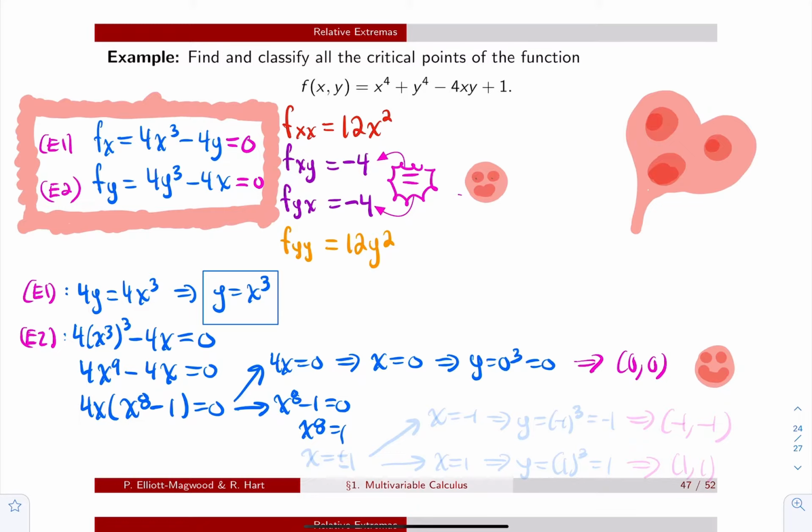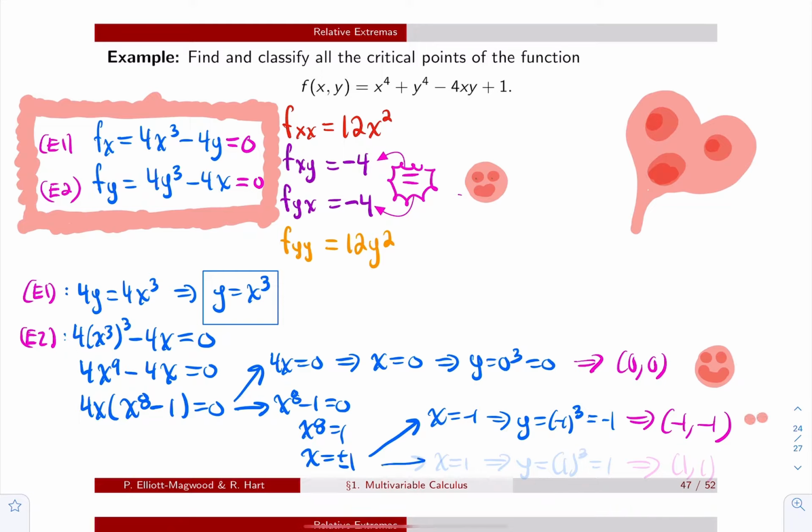So now if you compute the 8th root, be careful with even powers. You're going to get two solutions. x is equal to plus or minus 1. So this will give you two possible x values. So for x equal minus 1, you're going to get y is equal to minus 1 cubed, which is minus 1. So you're getting another critical point, which is minus 1, minus 1.